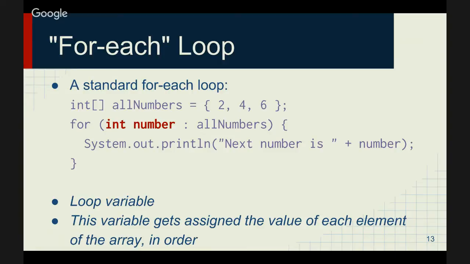So this says, okay, we're going for 2 and then 4 and then 6. And each time that it loops, it takes the next item in whatever this says. So in this case, it's the array. And it sticks it into this variable so that we can refer to it.